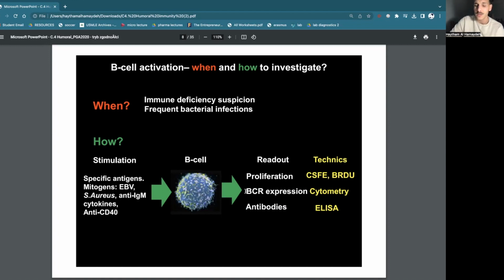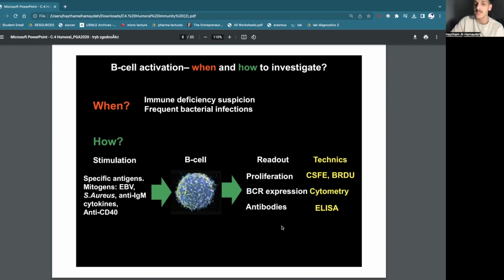The second thing is that when we have a BCR expression after proliferation, we can detect the presence of a BCR by cytometry, flow cytometry. We basically label the BCR with an antibody that is attached to a fluorescent molecule and expose it to flow cytometry to detect the presence of BCR.